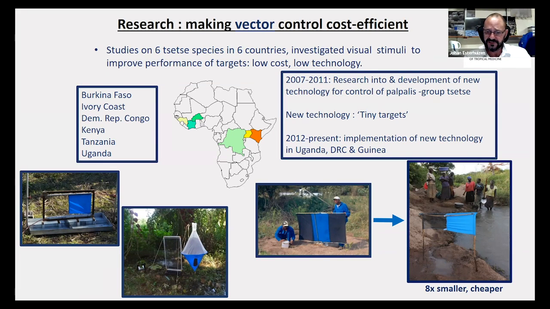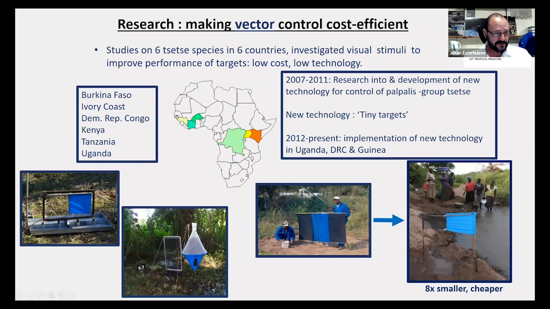And then we ended up with this tiny target, which is 8 times smaller and therefore at least 8 times cheaper. You use much less insecticide, much less material. It's easier to deploy, easier to maintain. So this is what we came up with through all this research and development. And then from 2012 until present, it's been implemented first in Uganda, which I'll explain a little bit later, but also currently a big project in DRC, in Guinea, and I think in Cote d'Ivoire as well.